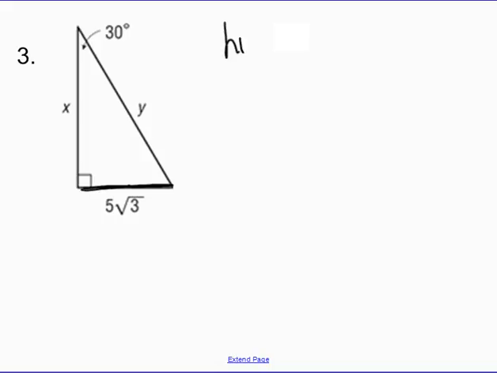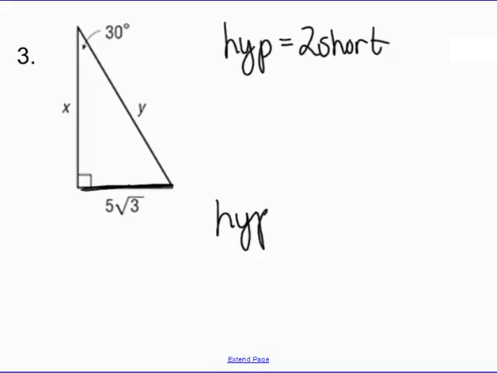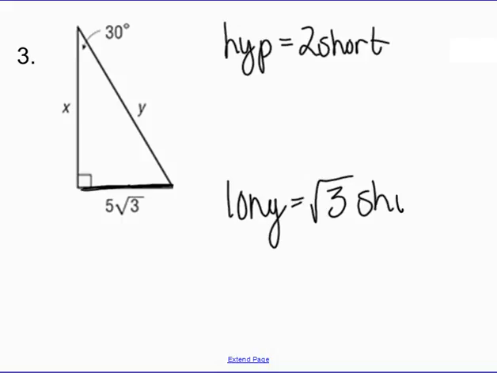Say you didn't know that, use those formulas given to you, and plug in your numbers. If I plug in my numbers, my hypotenuse y equals 2 times the short, 5 radical 3.